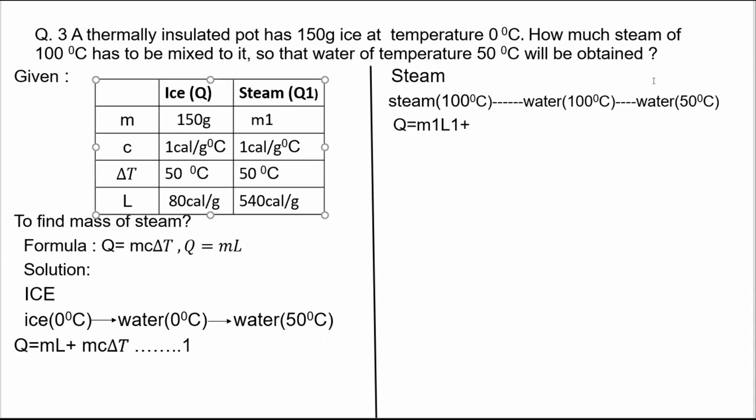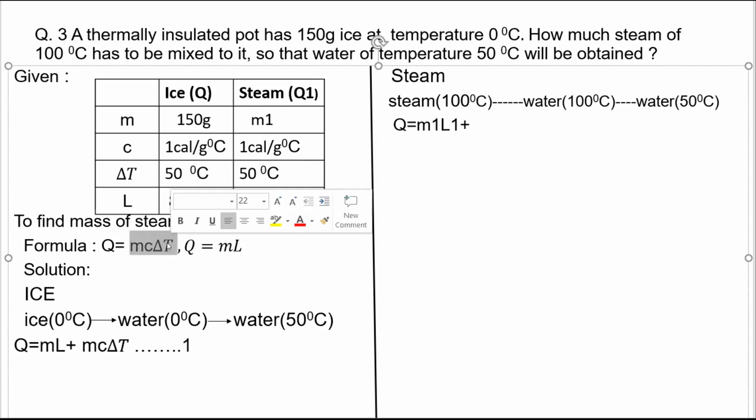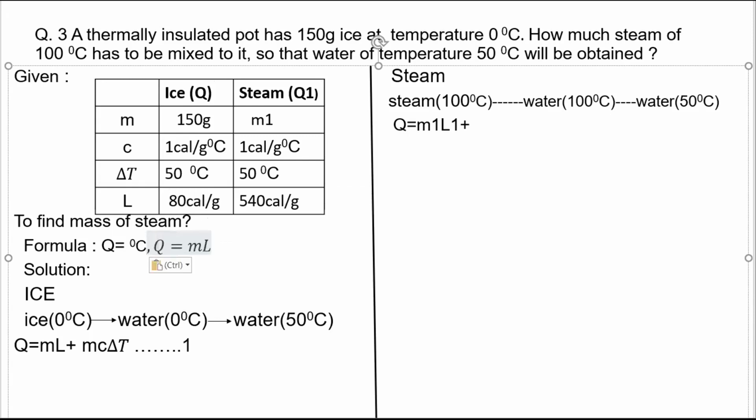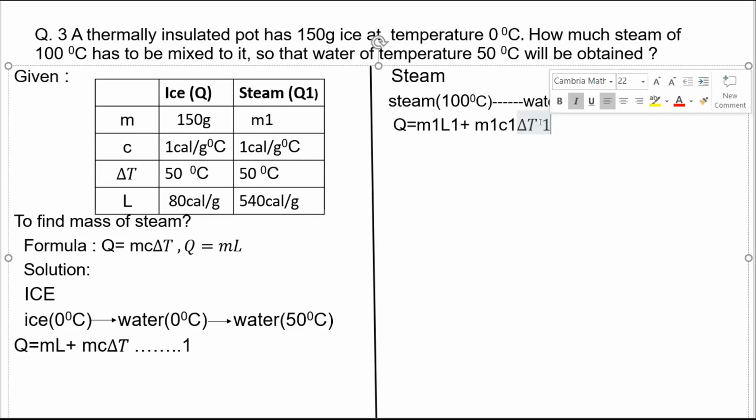Water at 100 degree becomes water at 50 degree. Temperature is changed, state is same, liquid only. So here we have to use the formula Q is equal to mc delta T. So we can write here Q is equal to mass is m1, so m1 c1 delta T1. Okay, is that clear? m1 c1 delta T1. Let it be equation number 2.